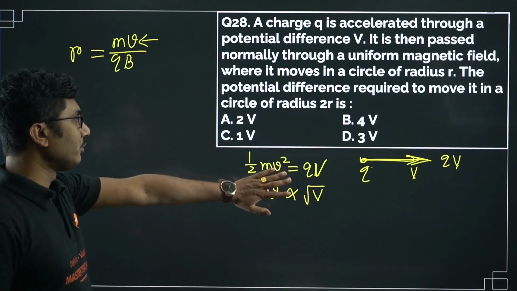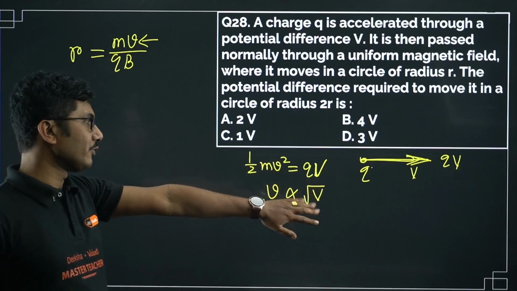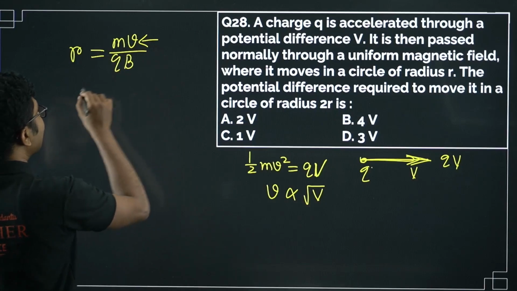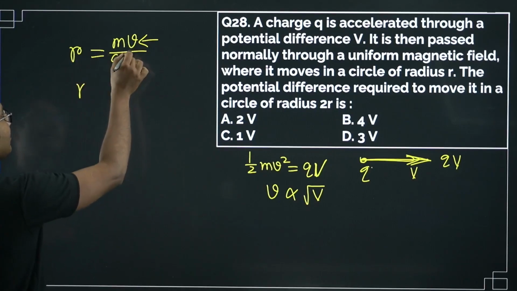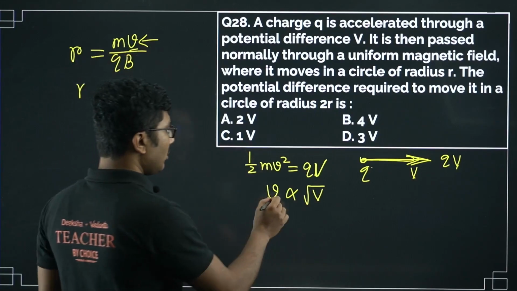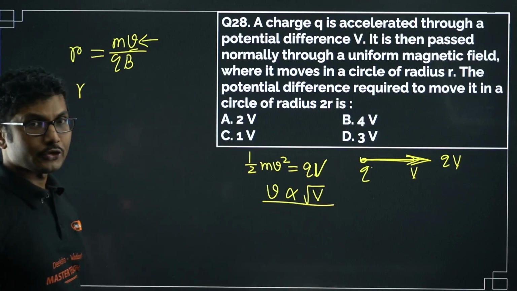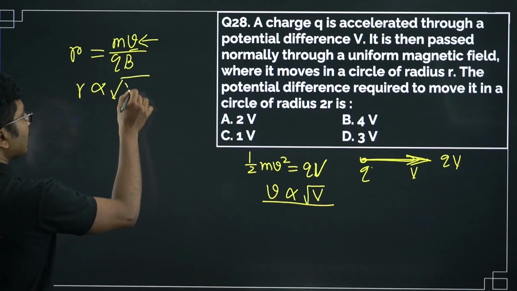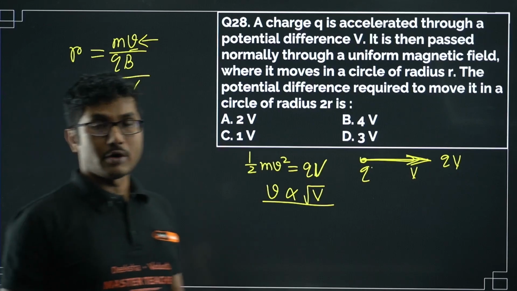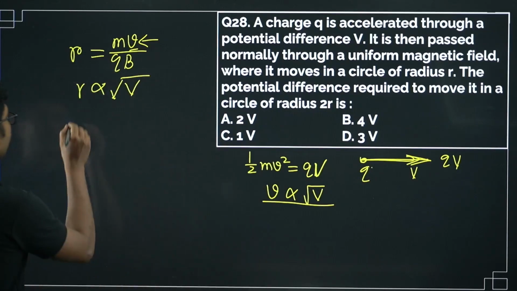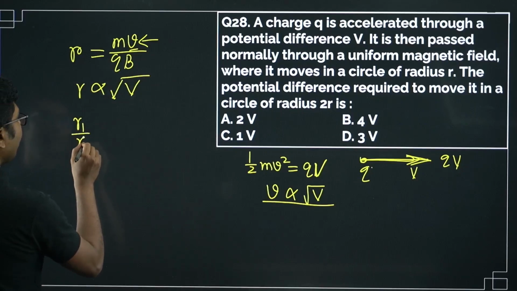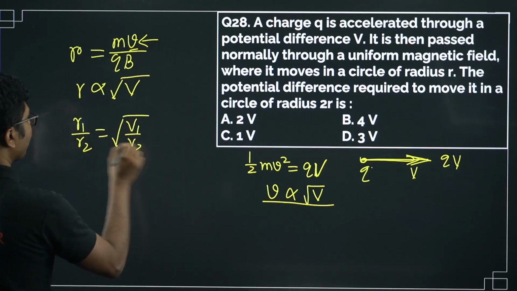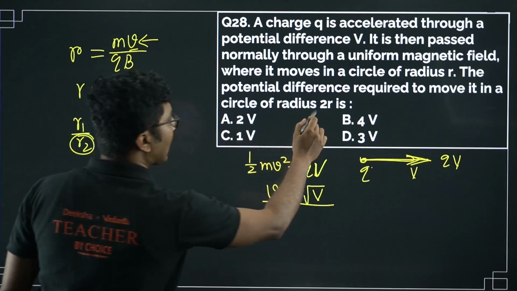We don't need to do the exact mathematics over here, you just need to find the relationship. So radius is directly proportional to velocity, and velocity is proportional to square root of voltage. So radius will be directly proportional to square root of voltage. So r1 by r2 equals square root of V1 by V2. Now r2 is twice r, right?